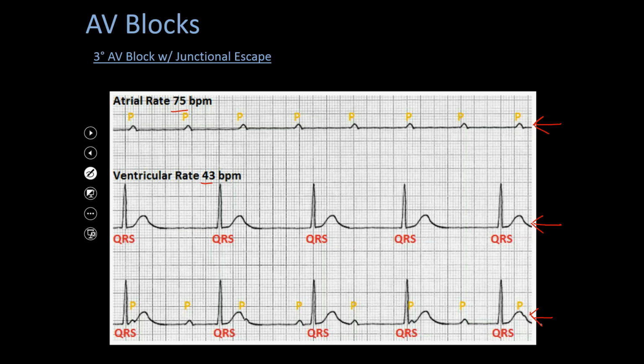And it can be very confusing because if I look at this strip and I say, okay, there's their PR, and then their PR got really long, and then it dropped a beat over here. See, I might think that this is second degree AV block type 1, right? Because it looks like the PR is getting longer. However, let's just erase that so we don't get confused.